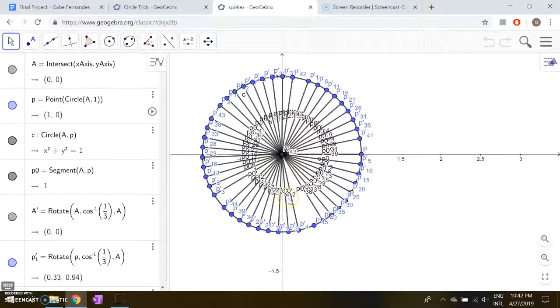Now, we only have a countably infinite number of radii in this unit circle, and there's an uncountably infinite number of points around the circumference of the circle, because we're dealing with a real number of points.